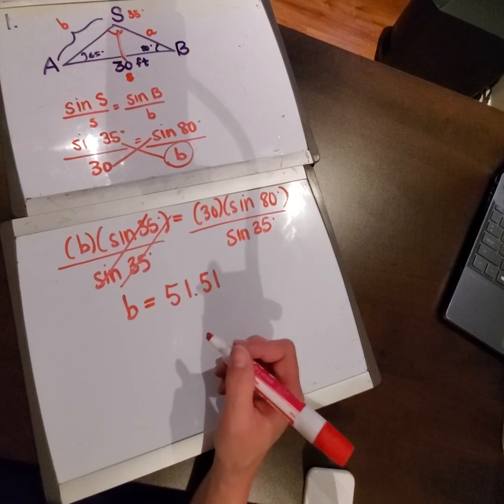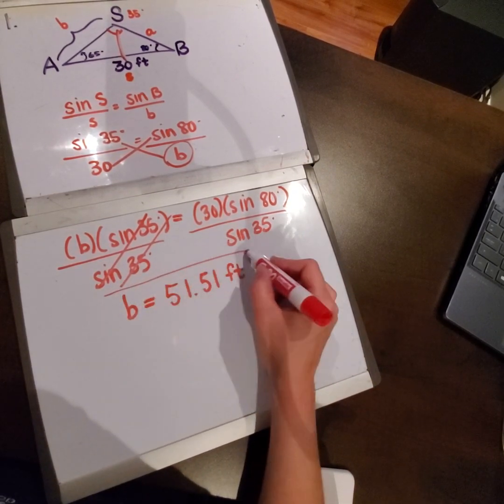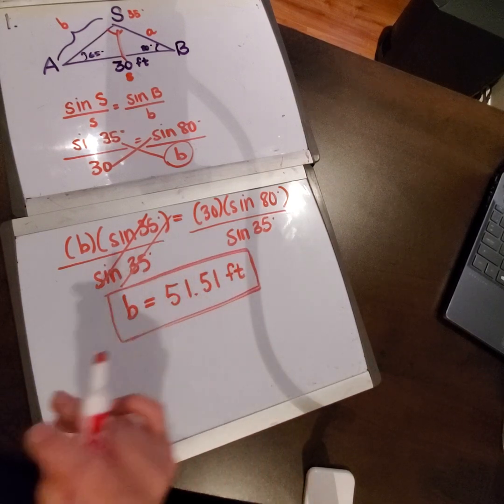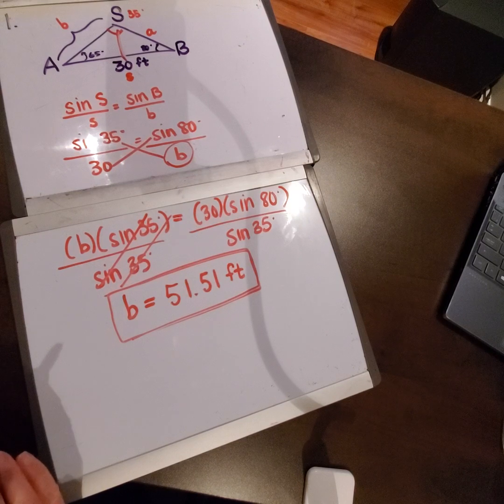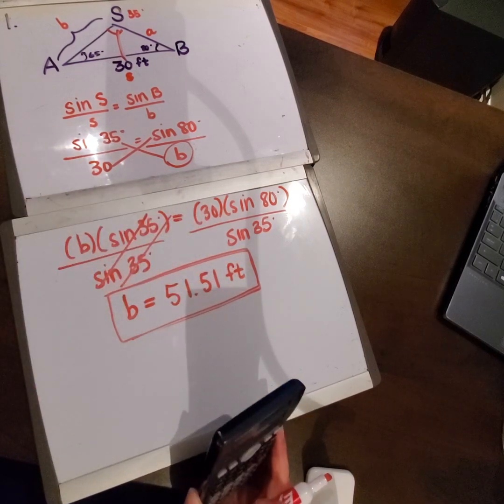In this case, the question was given to me in feet. So I will put feet. On an assessment, folks, please don't waste your precious time writing a sentence. All you need to do is give me the final answer with a box around it and the units rounded to 2 decimal places.